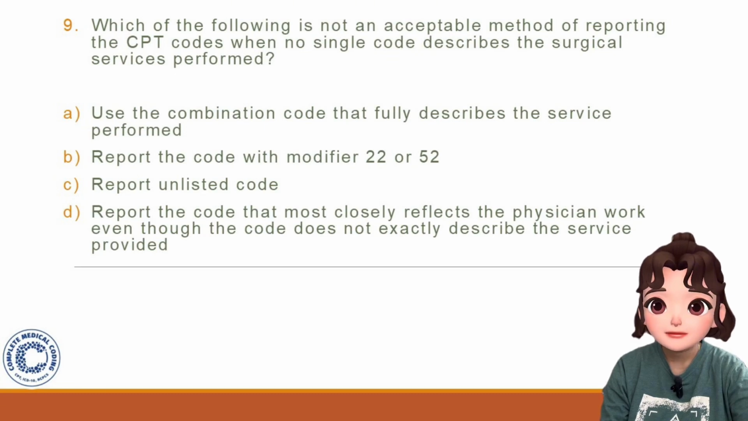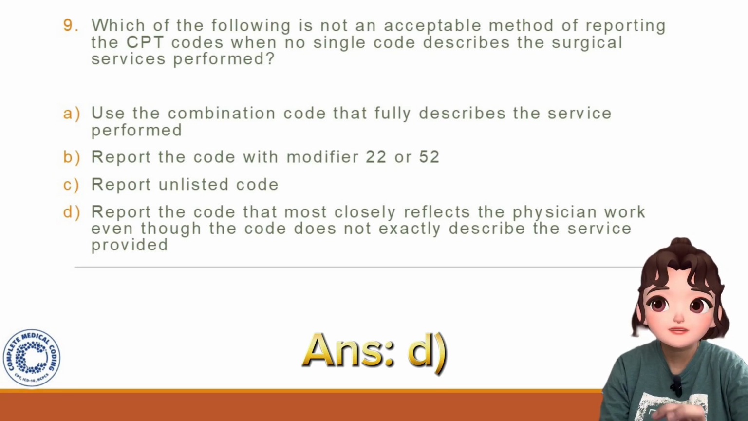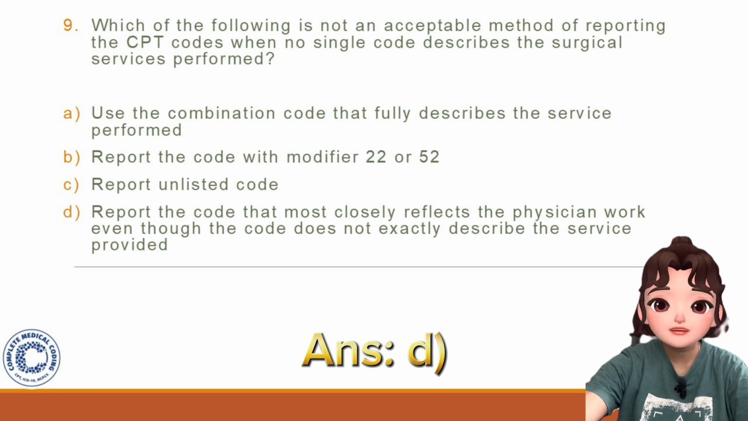That is option D. Report the code that most closely reflects the physician work, even though the code does not exactly describe the service provided. Even though the service description is not exactly what the physician did, they are telling you that you can bill it because it closely reflects the physician work. No, that should not be done. So the answer is option D. You should not report a code that closely reflects the physician work if it does not describe the service provided. Okay, so option D.